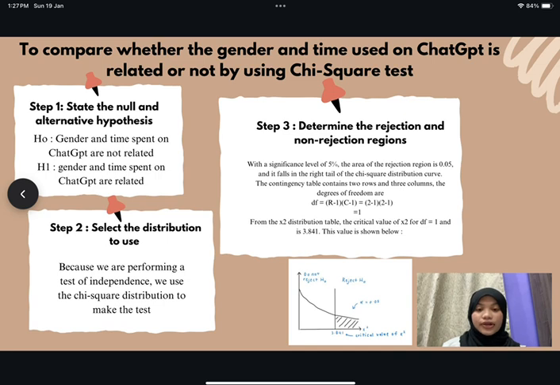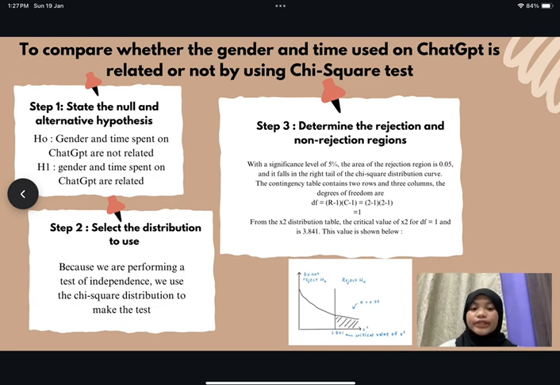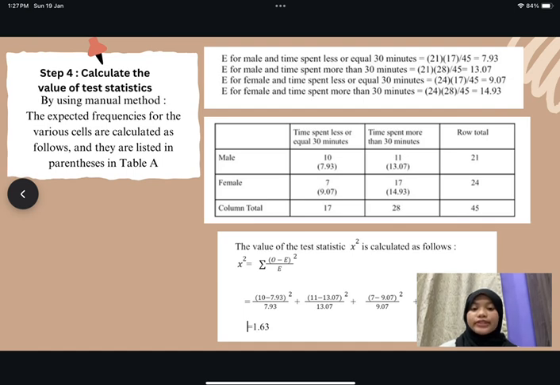So, our degrees of freedom is equal to 1. And then, our alpha is 0.05. From the chi-square distribution table, the critical value of chi-square is 3.841. For step 4, we need to calculate the value of the test statistic.